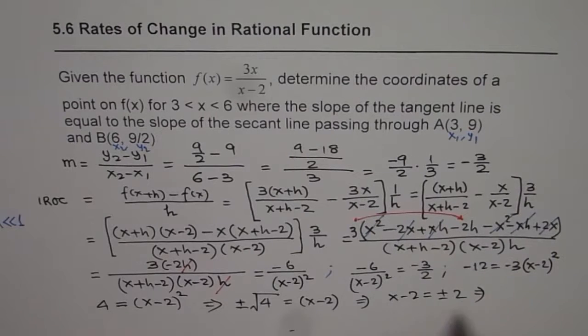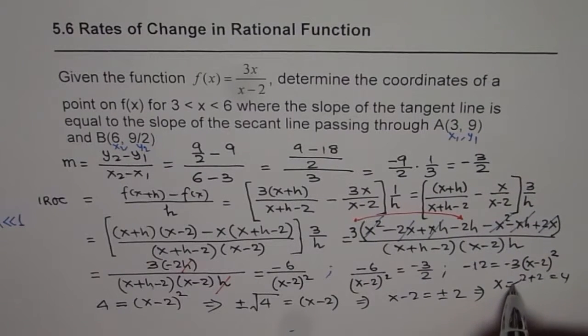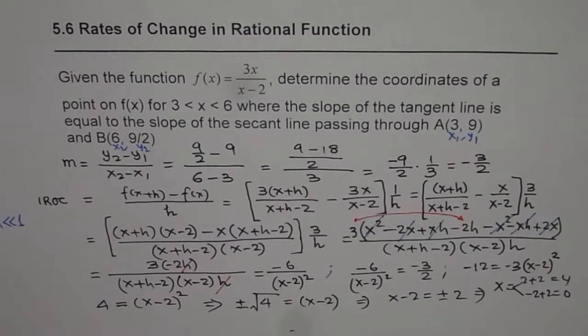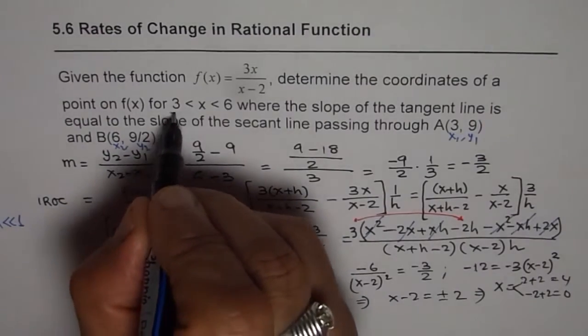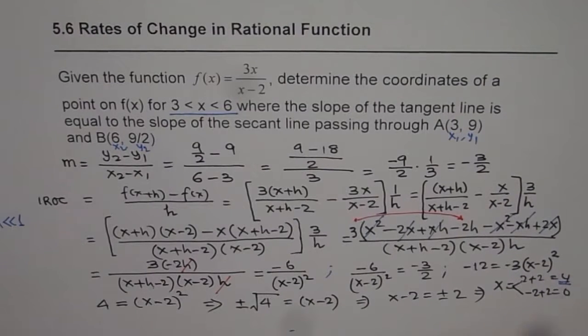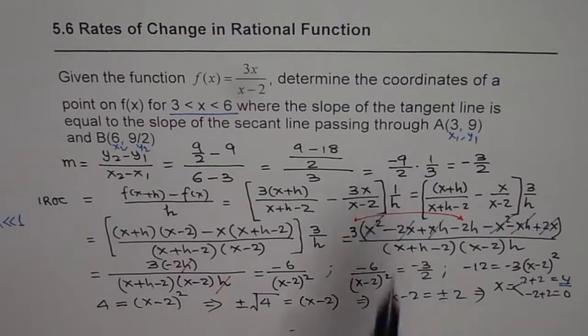And this gives us two answers. One is x equals 2 plus 2, which is 4. And the other one is x equals minus 2 plus 2, which is 0. So we get two answers from here, correct? Now as you can see, we want an x value between 3 and 6, which is only 4. Do you see that? So the point where the tangent line will have the same slope as that of the secant will be at x equals 4, right?